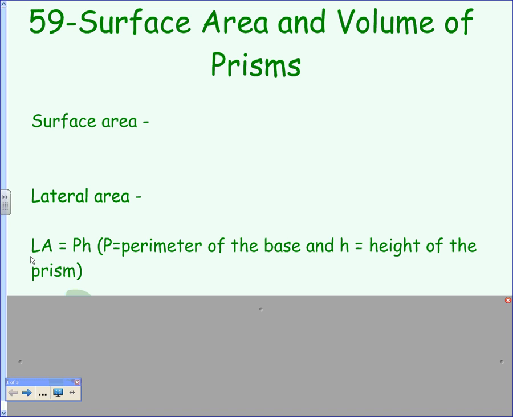Is a sphere a prism? So would you use that formula for a sphere? No. Okay.